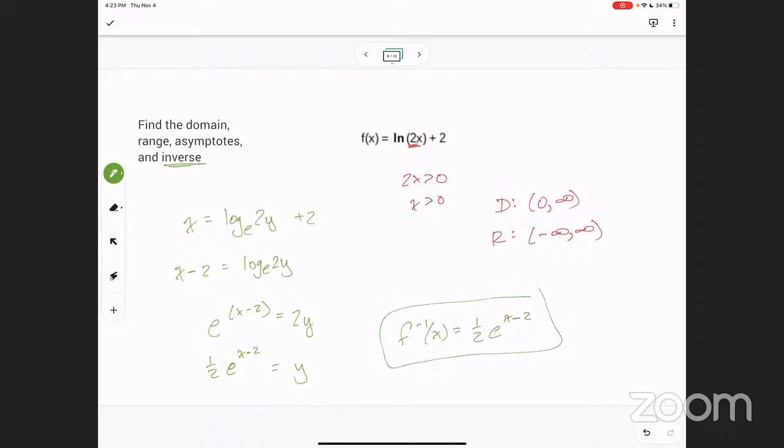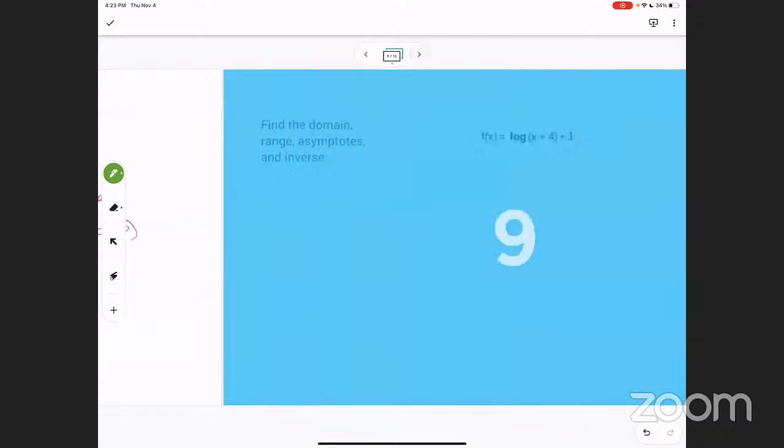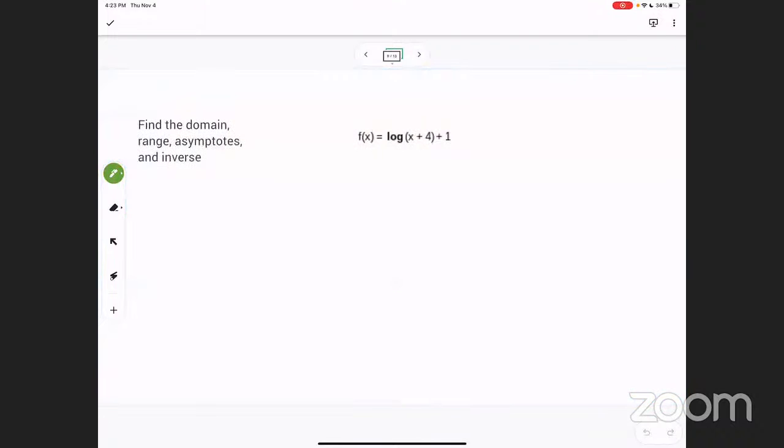So f inverse of x in this case is 1/2 of e to the x minus 2. Good? If you were to write it that way, it would be e to the x minus 2 all over 2, and that would be fine to write too, but it looks a little bit better in my opinion to write 1/2 in front. But it's the same thing. Same deal. Good?